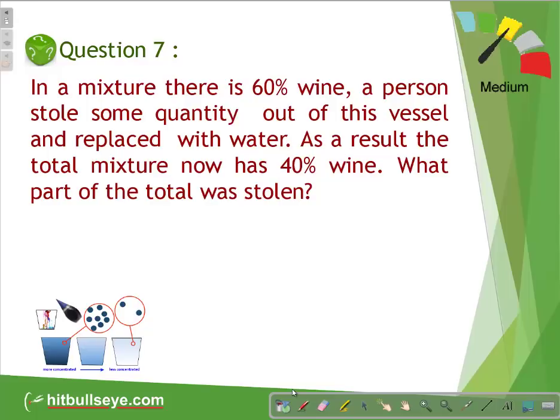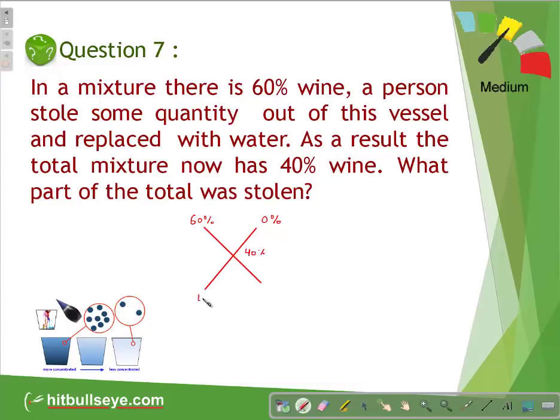Now here, some quantity has been stolen and replaced with water, quite of the same type as we did in the last case. Now here, there was 60% wine, you steal some part of this and you replace it with water. Now how much wine is there in the water? It is 0%. And finally, the result happens to be there is 40% wine.